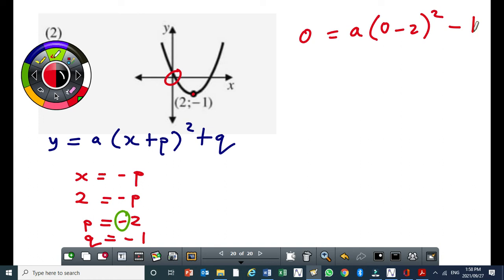Based on the shape, it is supposed to be positive. So when I do my calculation, I must get a positive answer because the graph is happy. It has got a smiley face. Therefore, when I calculate a, I must get a positive value.